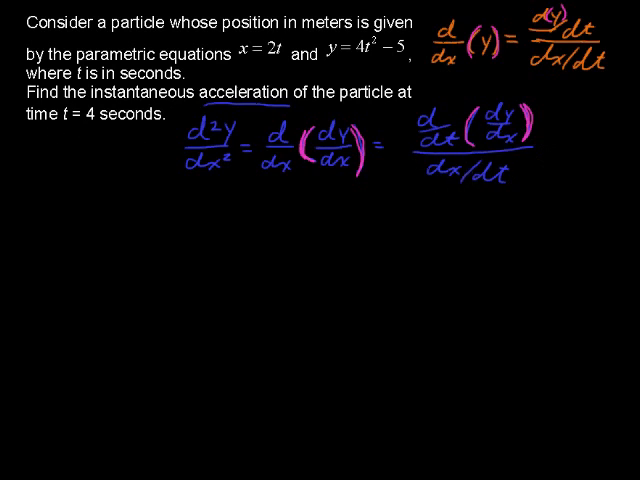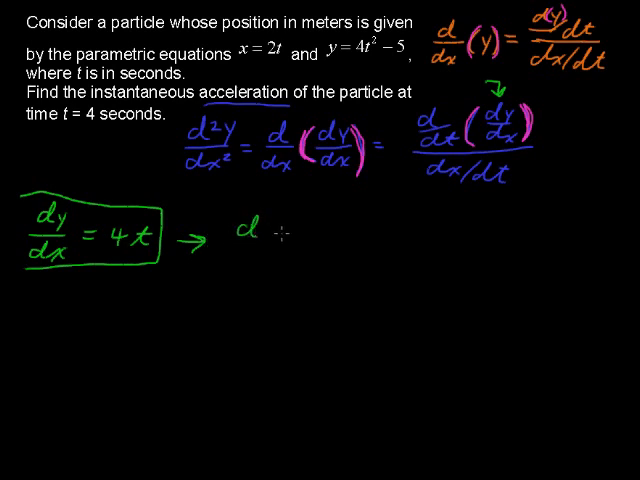Building from that last video, we found that dy dx, which we're going to need, equaled 4t. We found that to be the case, so I'll put a box around that. That's not the final answer, but we're going to need that right here. So now I'm going to take the derivative of that with respect to t. The derivative with respect to t of 4t is an easy one. That's just 4. And then we also have to find dx dt.